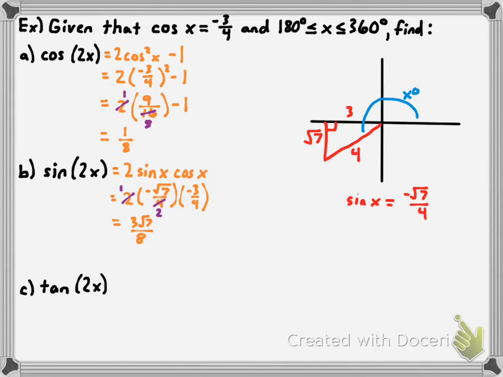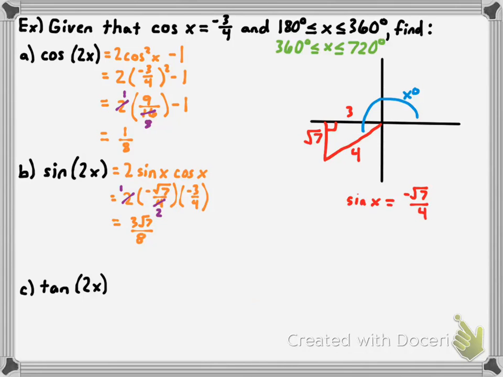Now, I want to make sure that we understand whether or not these two answers are reasonable. And I want to remind you of something we did when we were solving equations with multiples of angles. This problem is telling me that x is between 180 and 360 degrees. In each of these problems, though, we're finding the cosine or sine of twice x. Well, if we know the boundaries for x, then we can double those to find out what the boundaries for 2x are.